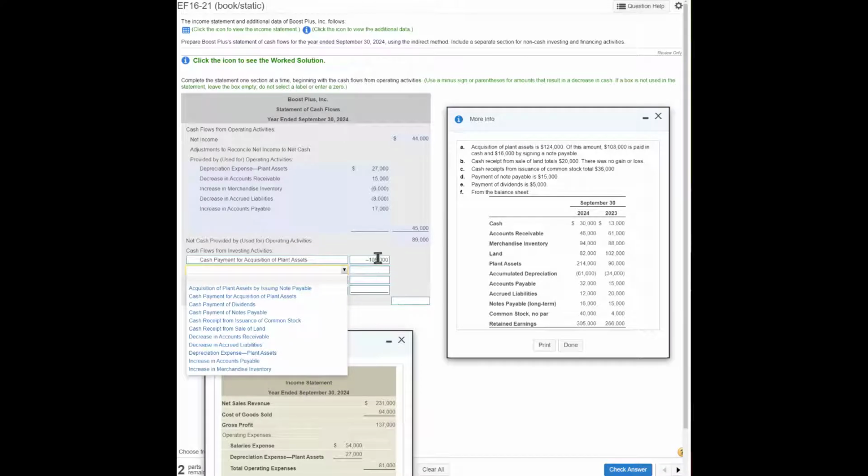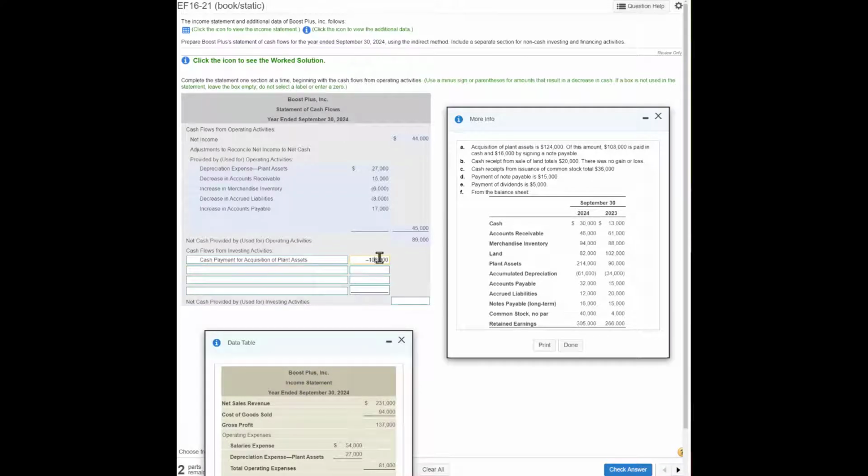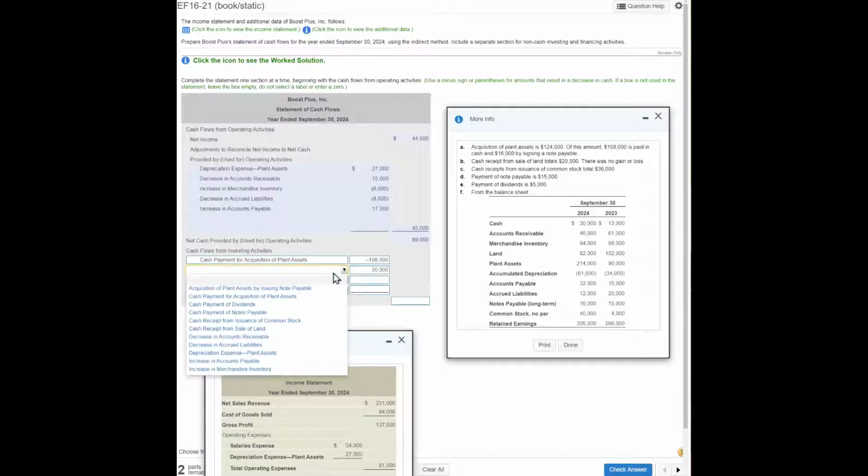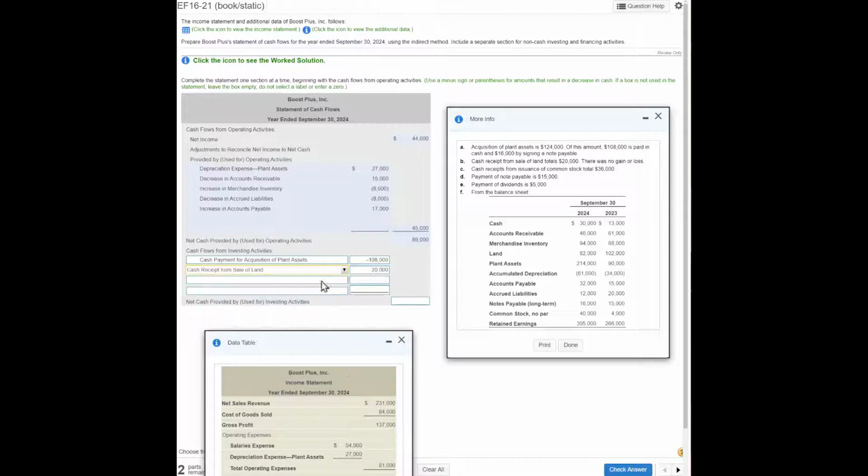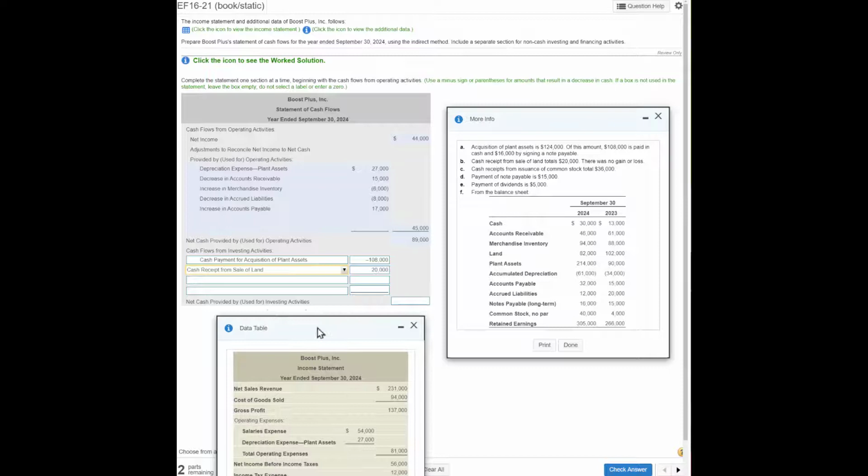I accidentally put in a decimal. Now I'm having trouble getting rid of it. Comma. There we go. Next, cash receipt from sale of land. Land is a long-term asset, therefore it's going to go in the investing activities section. So cash that we received was $20,000. Since we received the cash, it's going to be positive. Cash receipt from sale of land. There was no gain or loss. We already know that because that would have appeared on the income statement.